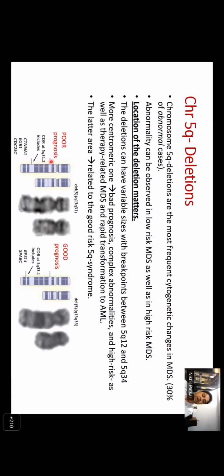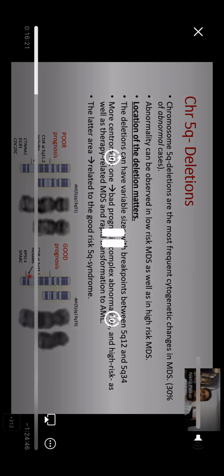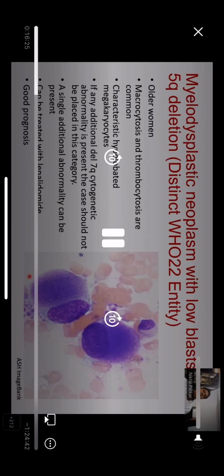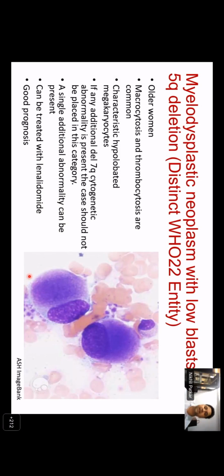The ones that are present towards the centromere, so this is the centromere of the chromosome, the ones present towards the center, are poor prognosis. They are more likely to be complex and high-risk MDS. Whereas the later ones are the so-called good-risk MDS, which can be treated with specific agents such as lenalidomide. So MDS with low blasts and 5q deletion is a distinct WHO entity.